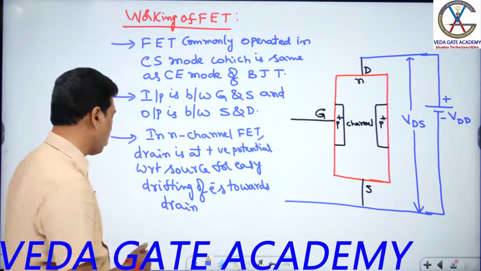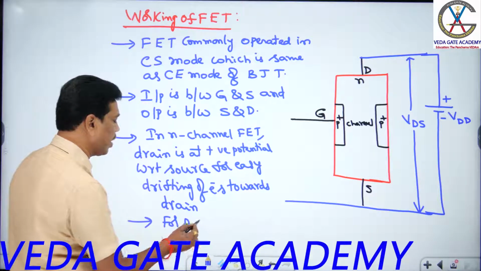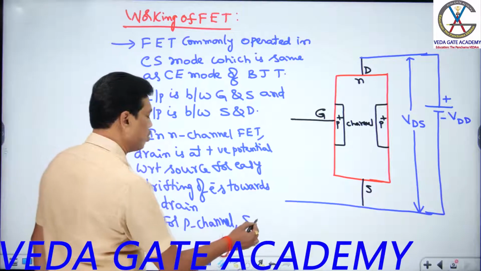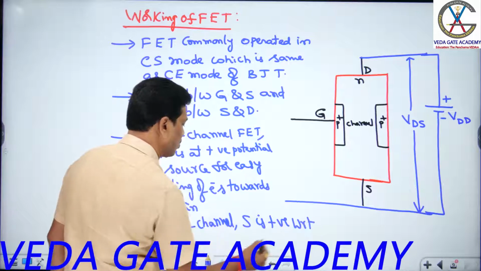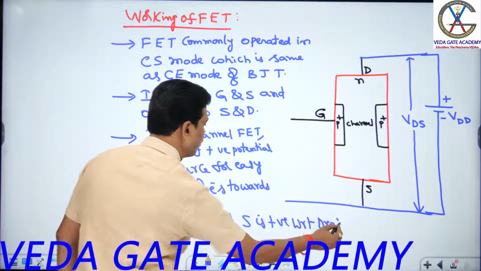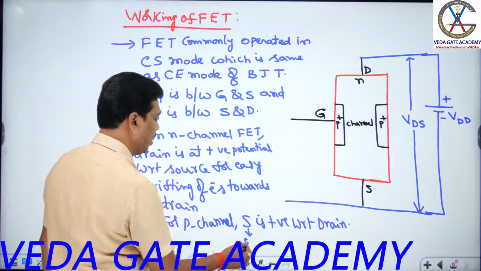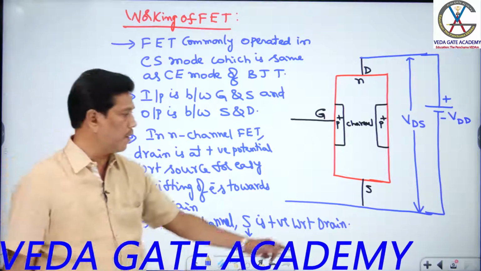If it is a P-channel body, for P-channel, who is made positive? The source is positive with respect to the drain, students. S means the source. Source is positive with respect to drain.